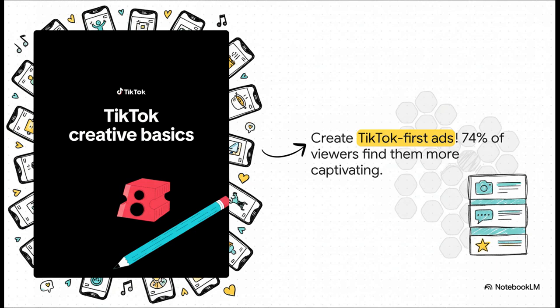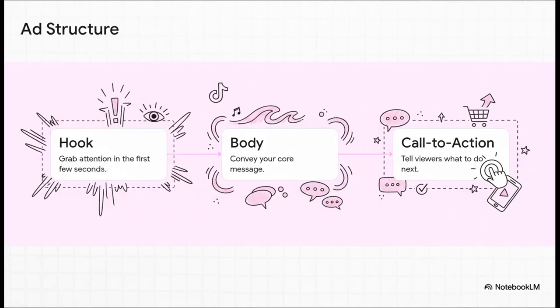And the data doesn't lie. A whopping 74% of viewers find these TikTok first ads way more captivating. The trick isn't to interrupt what they're watching, it's to become a part of it. You know, every great TikTok ad follows this super simple structure. You've got to hook them right away, like in the first 2 or 3 seconds, then deliver your message clearly. And finally, and you absolutely cannot forget this, have a strong call to action that tells people exactly what you want them to do next.